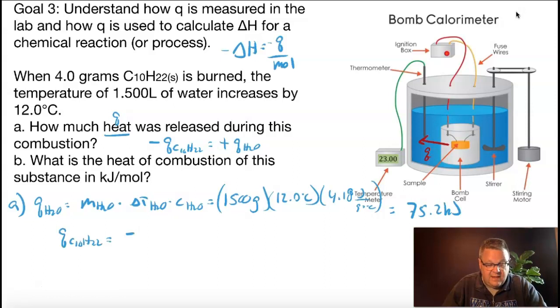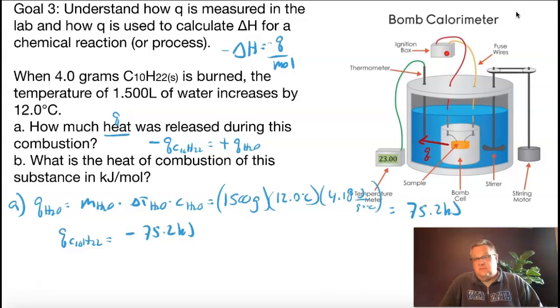Q C10H22 is equal to negative 75.2 kilojoules. It's important that you realize the sign convention here. Positive Q water means the water absorbs that amount of heat. Negative Q C10H22 means that that amount of heat is released when that substance is burned. Okay?